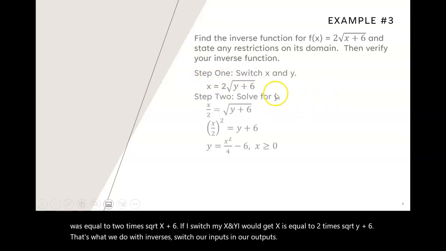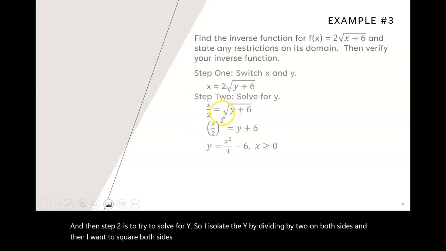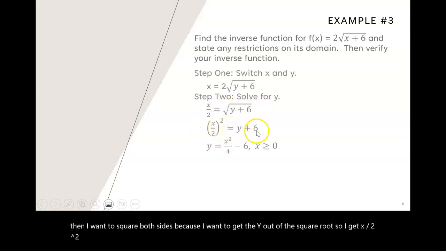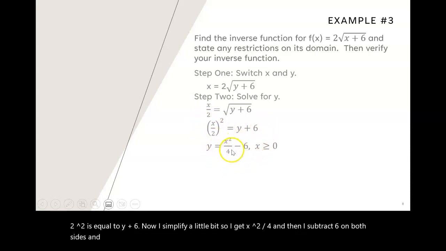And then step 2 is to try to solve for y. So I isolate the y by dividing by 2 on both sides. And then I want to square both sides because I want to get the y out of the square root. So I get (x over 2) squared is equal to y plus 6. Now I simplify a little bit. So I get x squared over 4, and then I subtract 6 on both sides, and I get y is equal to x squared over 4 minus 6. And this is true whenever x is bigger than or equal to 0.